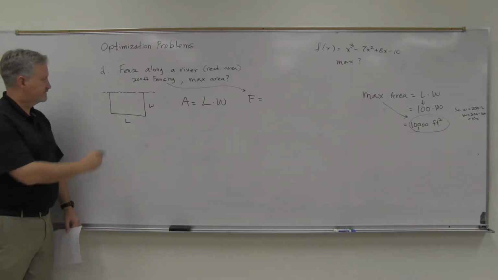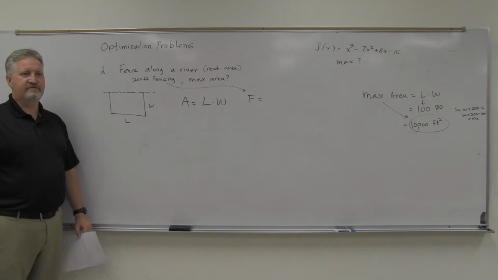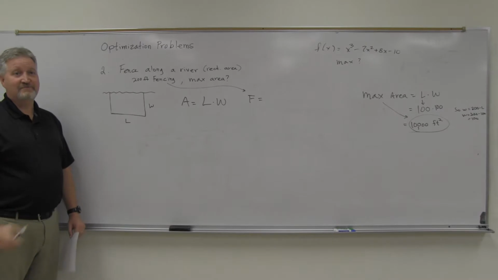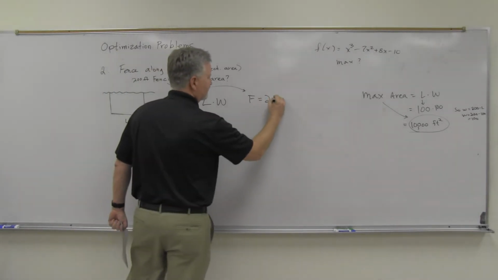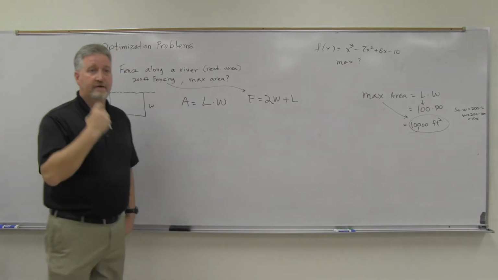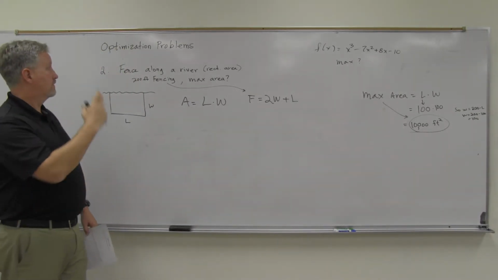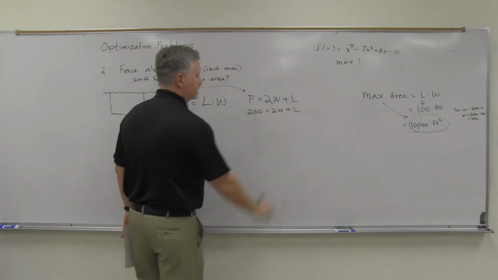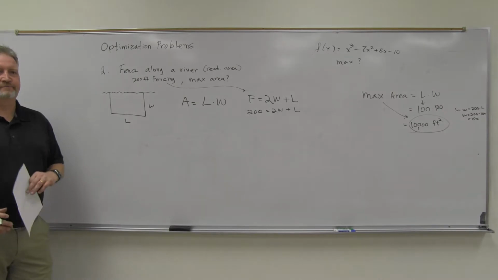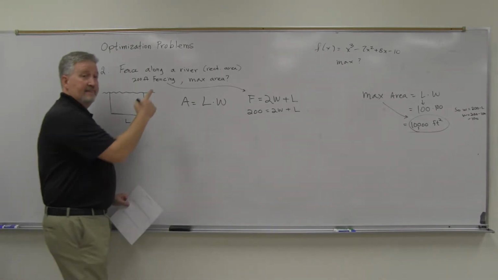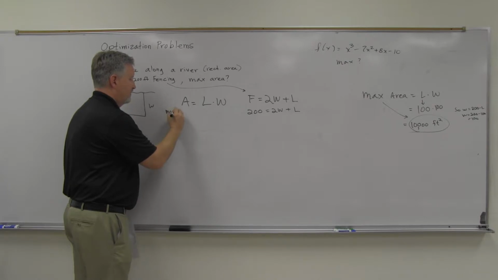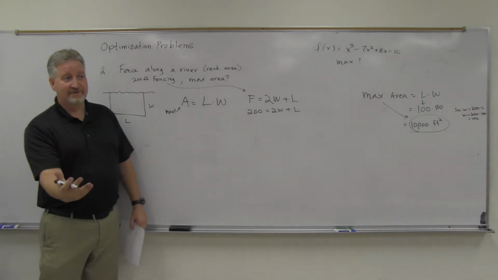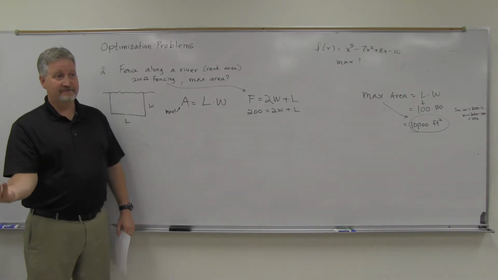How much fence do I have? What if I added up all the fences there? Well, I've got a W plus an L plus a W. That's 2 W's plus 1 L by my diagram. Yes? And I know the fencing is 200, so it's 200 equals 2W plus L. Okay? So those are my equations. Now what I'm going to do with it. This is what I want to maximize. Right? And the maximum is going to occur at the critical number, derivative equals 0, usually.